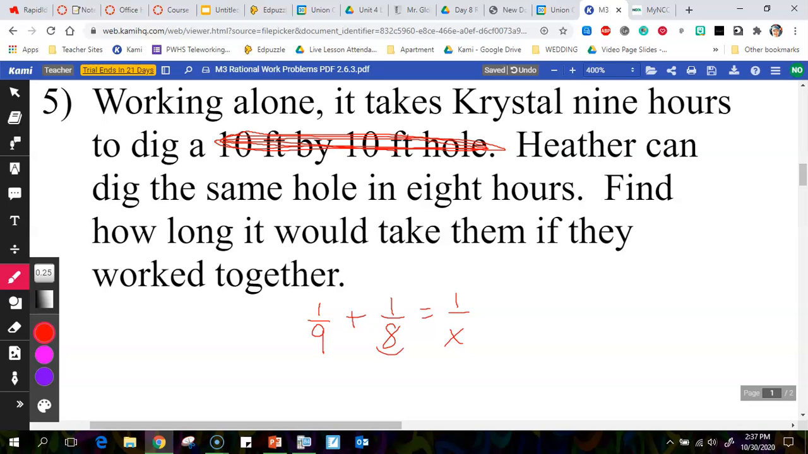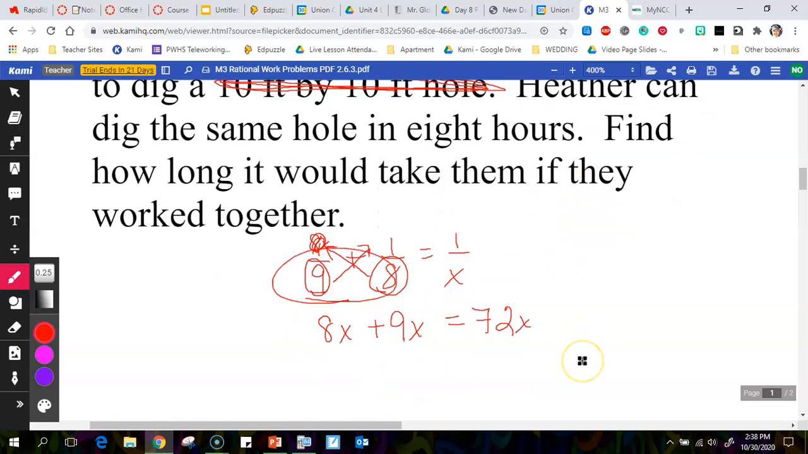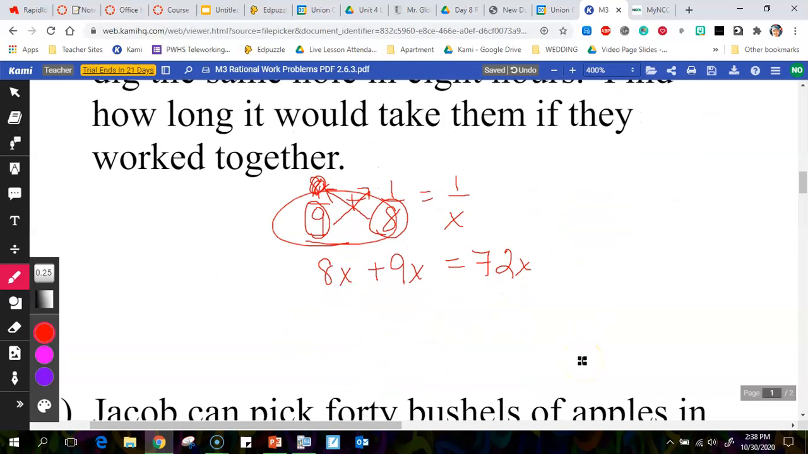So the 8 ends up right there with the x, 8x. Okay, I'm gonna do that down here. So 8x, and then the 9 ends up here, plus 9x equals, and then multiply them together, 72x. And then just solve for x. So that's kind of the pattern that they take. 17x equals, whoops, that should be 72x, sorry. 72 divided by 17.